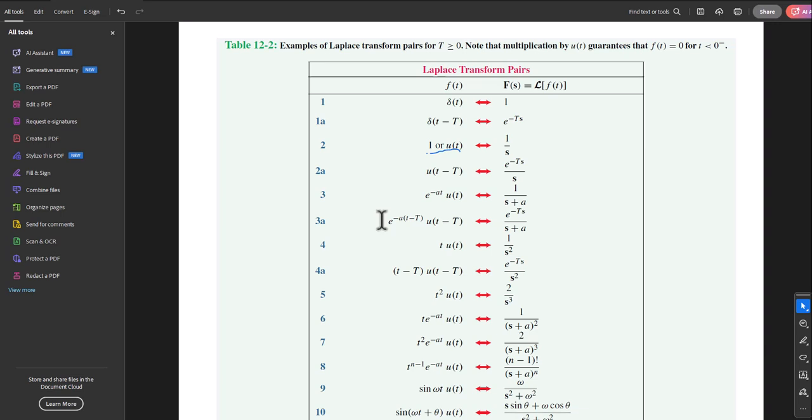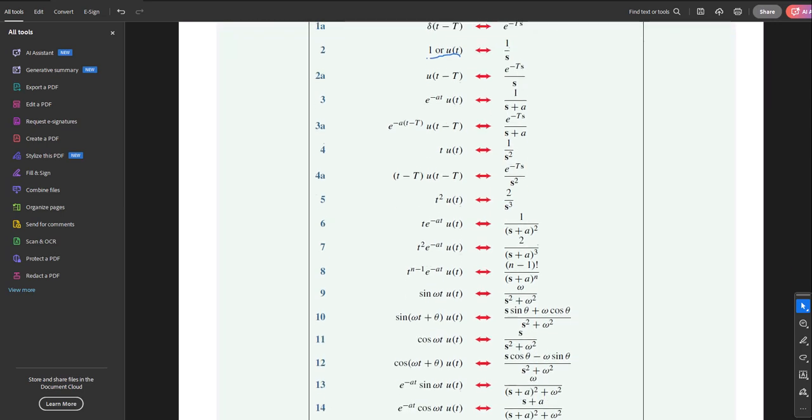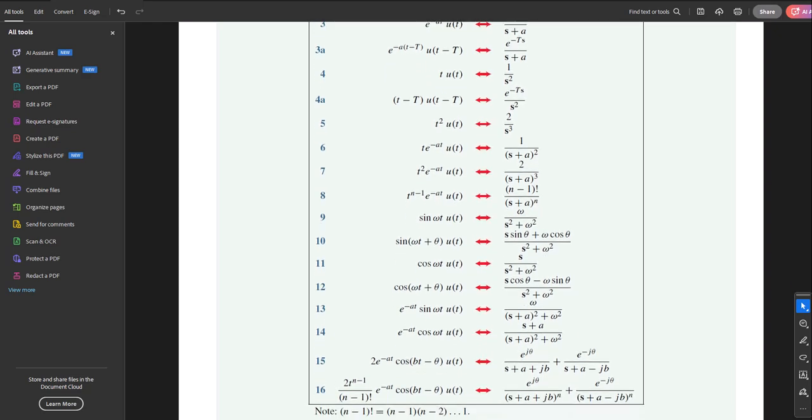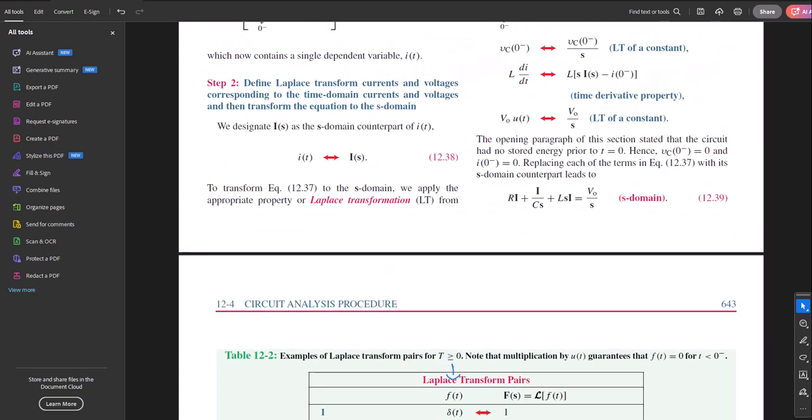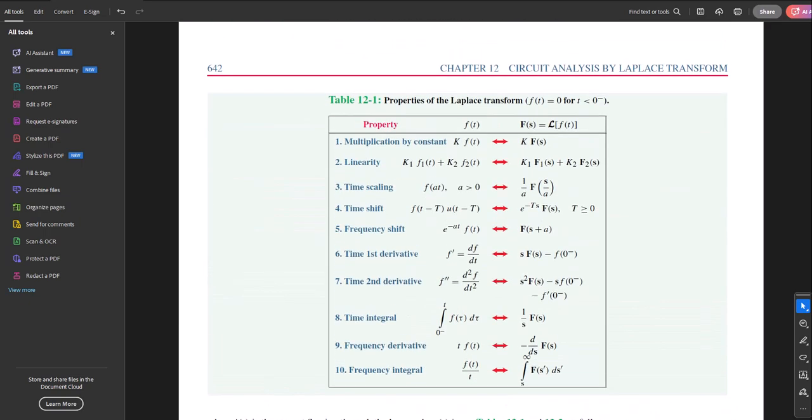And so this first column has a list of a bunch of different functions. The second column says what that becomes after you take the Laplace transform of it. And so you use this to transform your circuit into the S domain, and then after you've worked your problem, you transform it back into the time domain going the other direction. But the reason Laplace transforms are so useful is because of these properties right here.